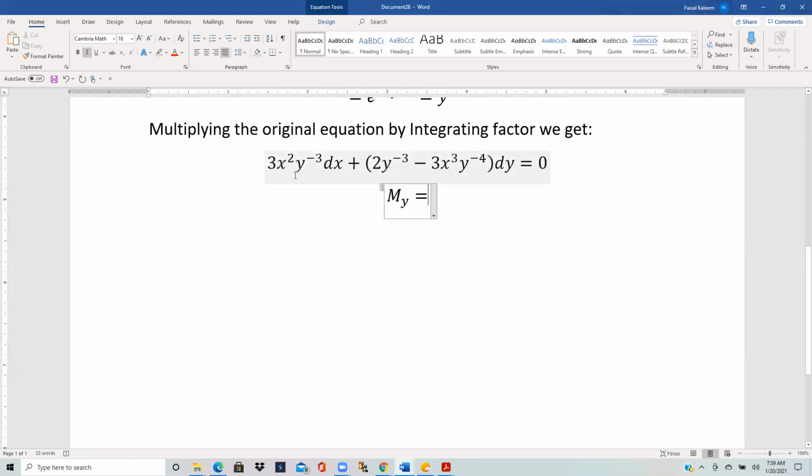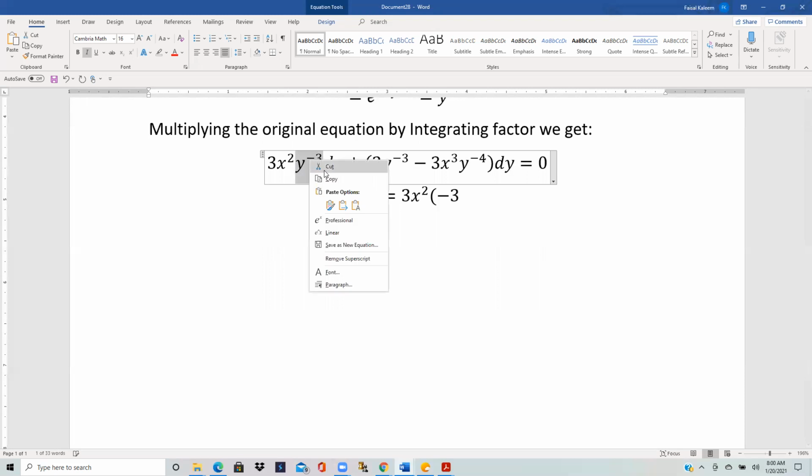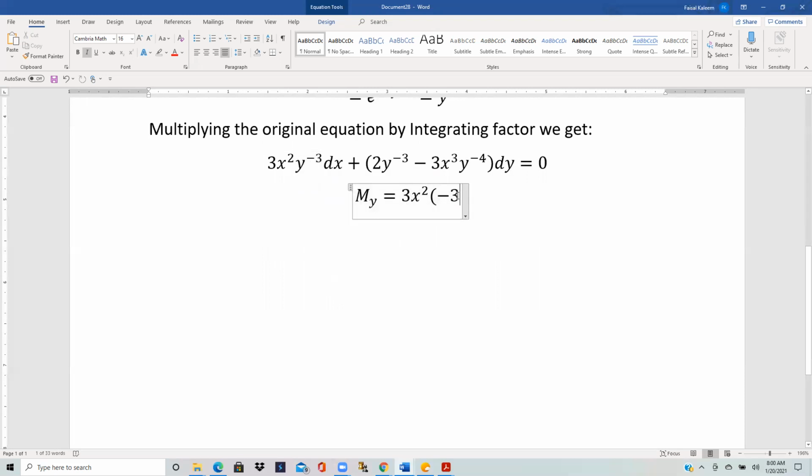So my is, so 3x squared is a constant, so that's just carried over. And then the derivative of y to the -3 will be -3y to the -4. So that will be equal to -9x to the 2y to the -4.